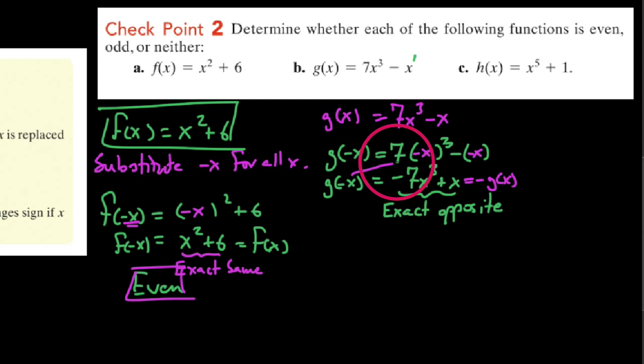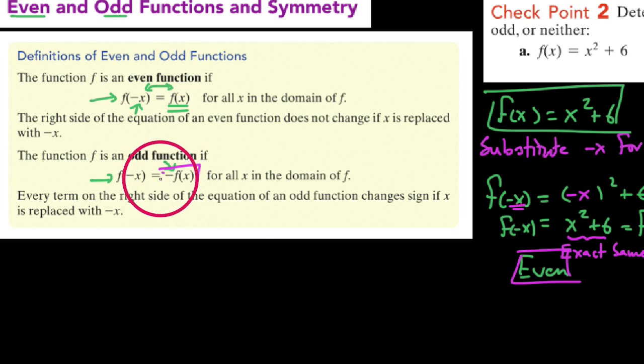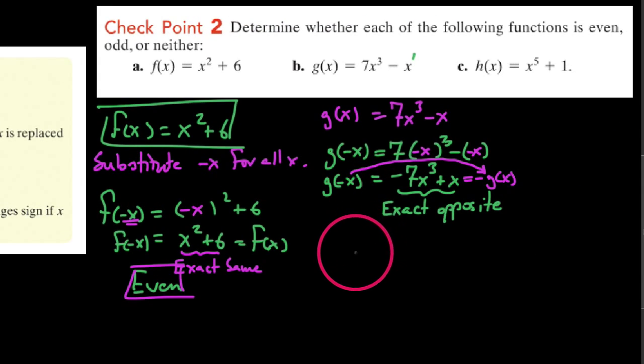And so what we're showing here is that when we plugged in a negative x, you can see that the definition over here says you get the exact opposite of the function you started with. So we can conclude that this must be an odd function.